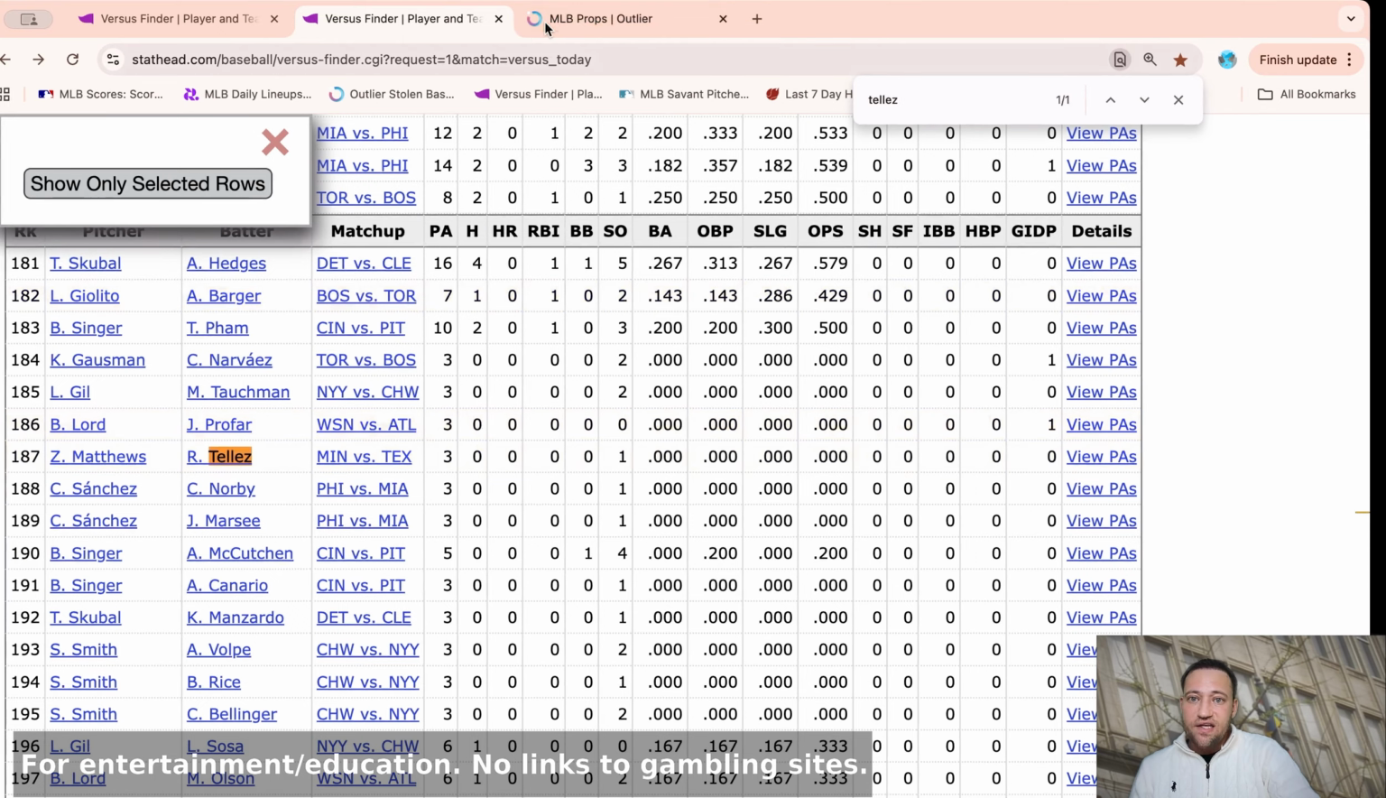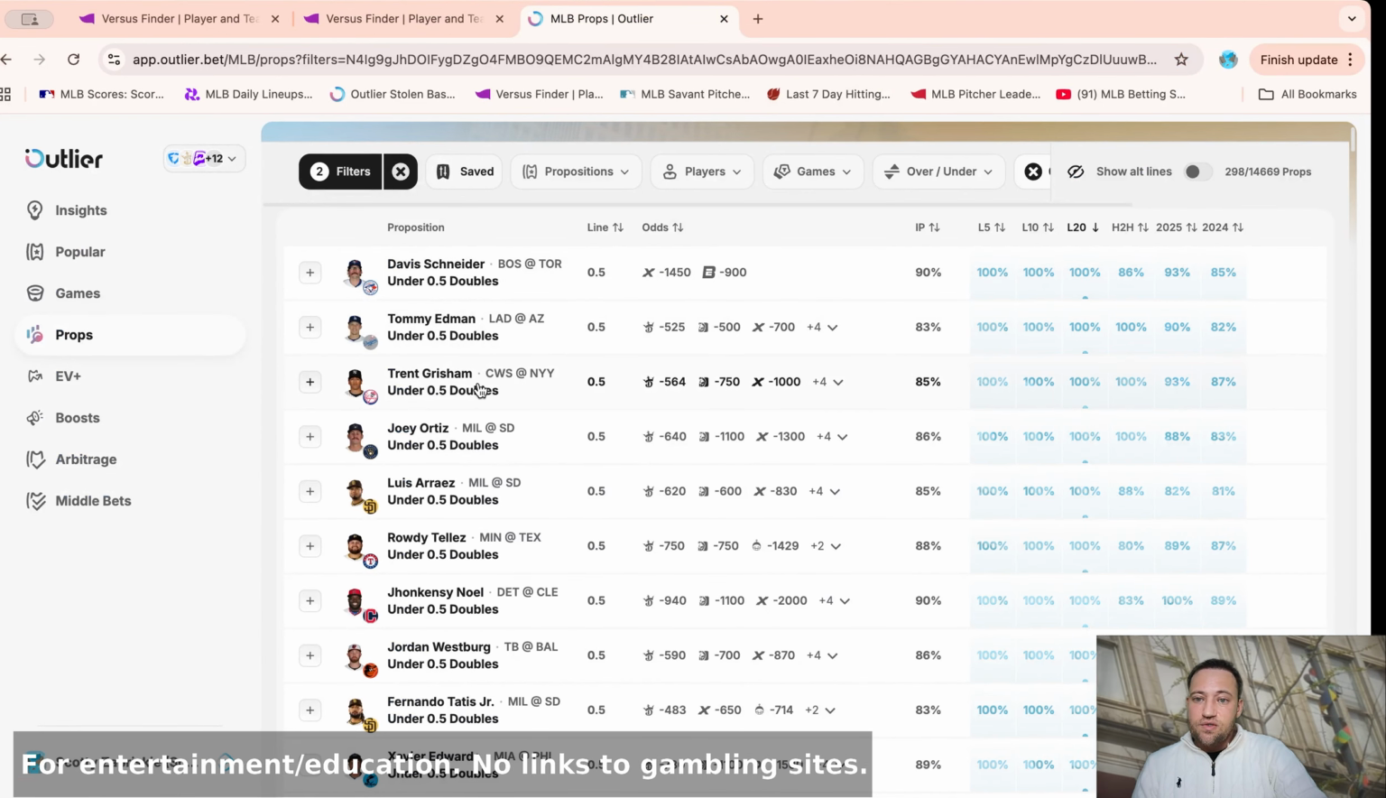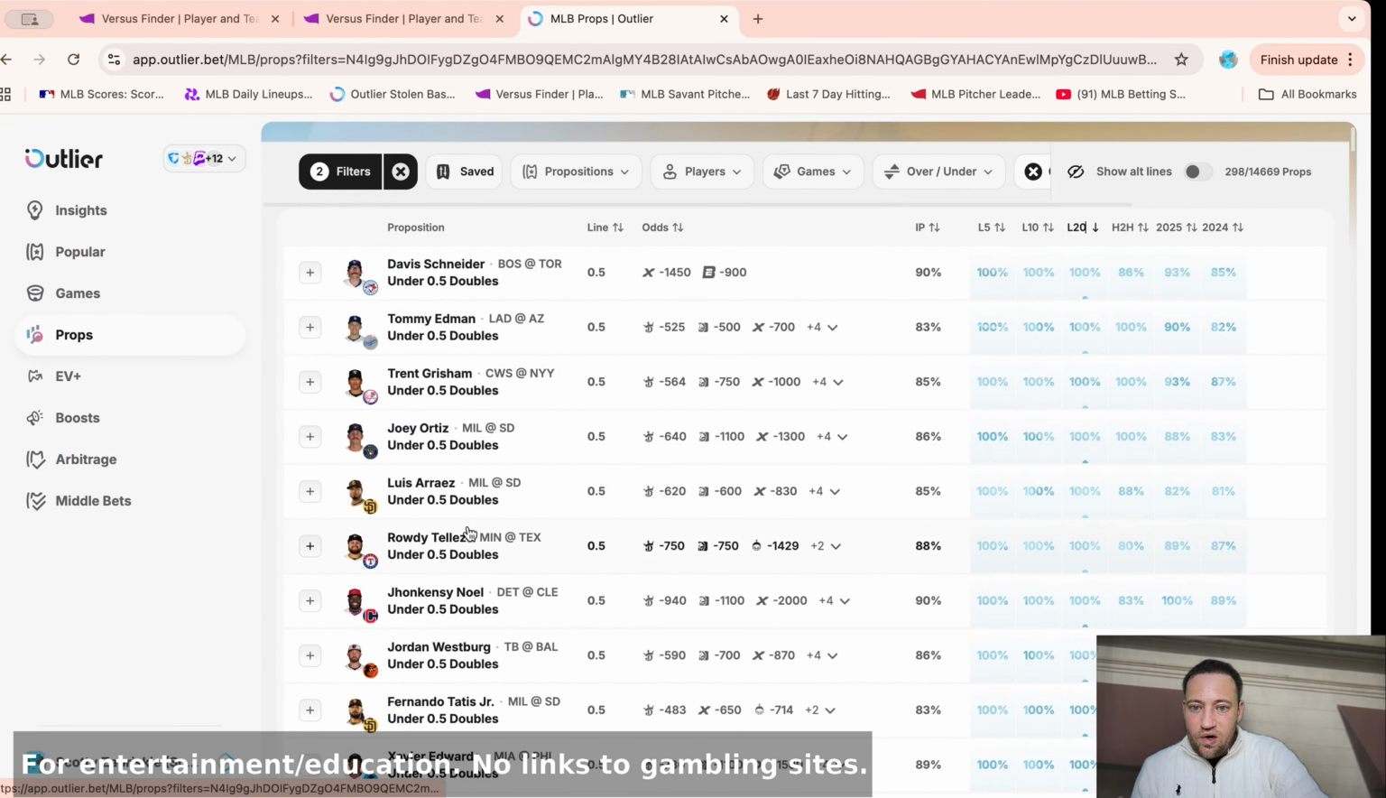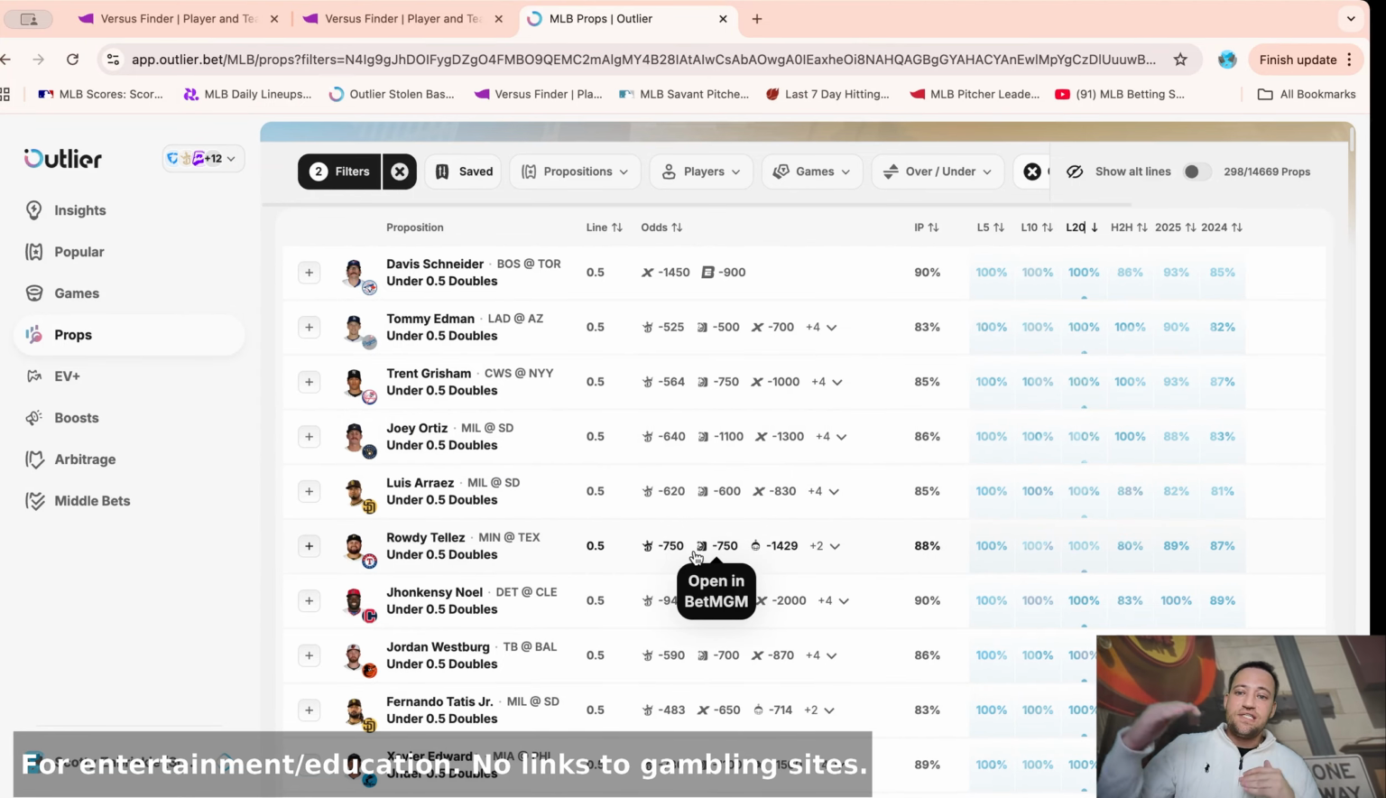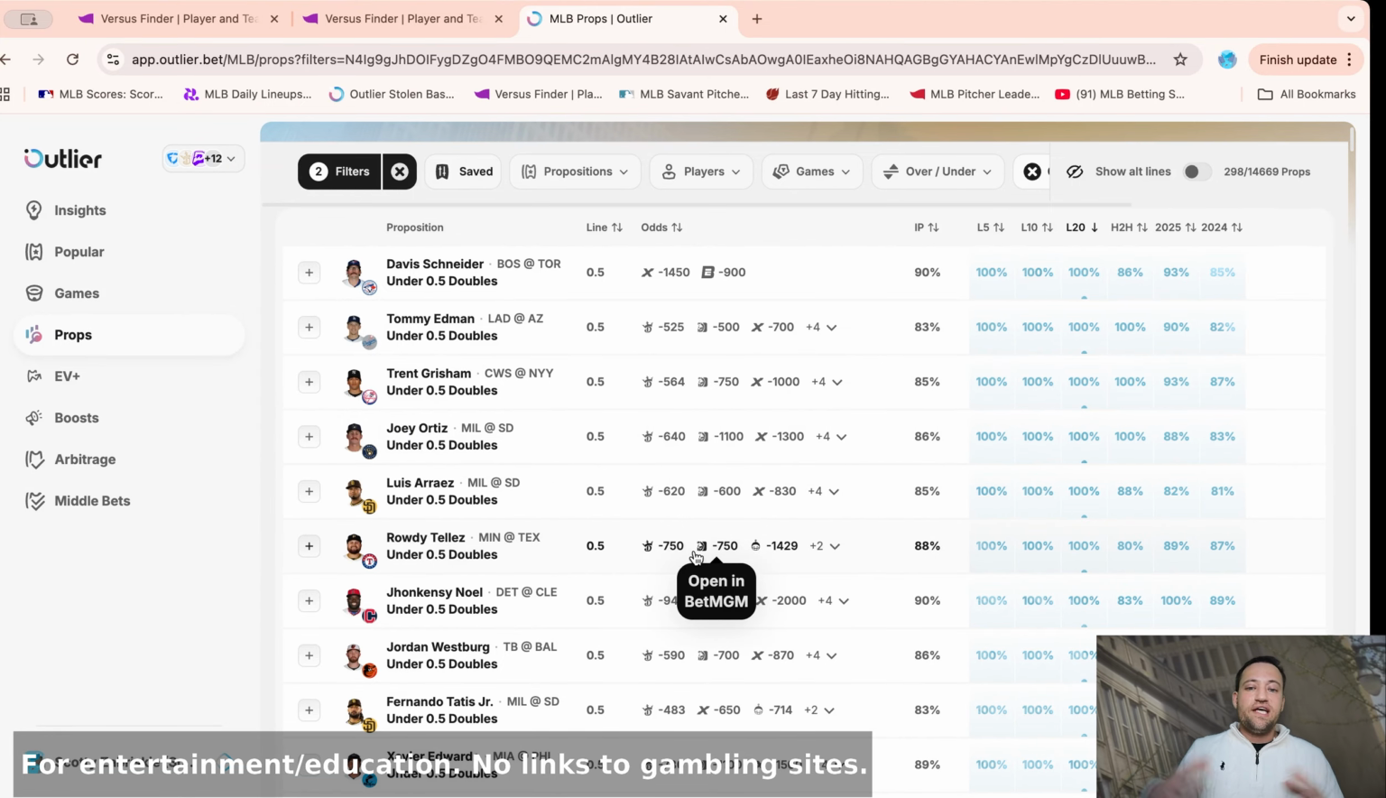Now we have Roddy Tellez, 0 for 3, so now we're doing great. We have Trent Grisham at minus 564, Roddy Tellez at minus 750, and Joey Ortiz at minus 640. We're going to start stacking these, and we're going to build a really interesting parlay that's going to approach plus money depending on the game.